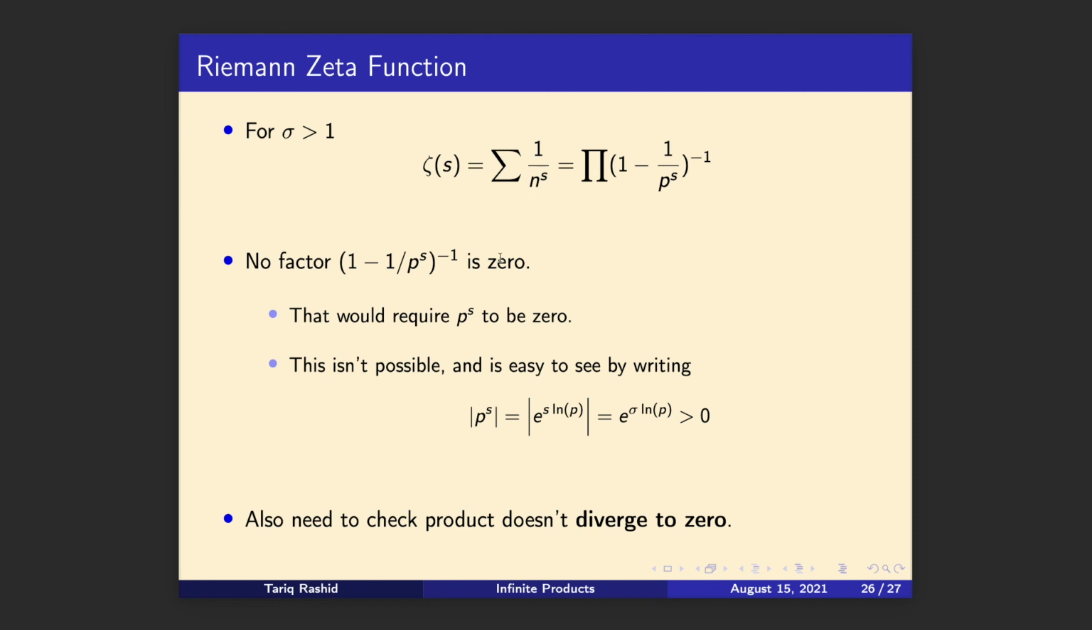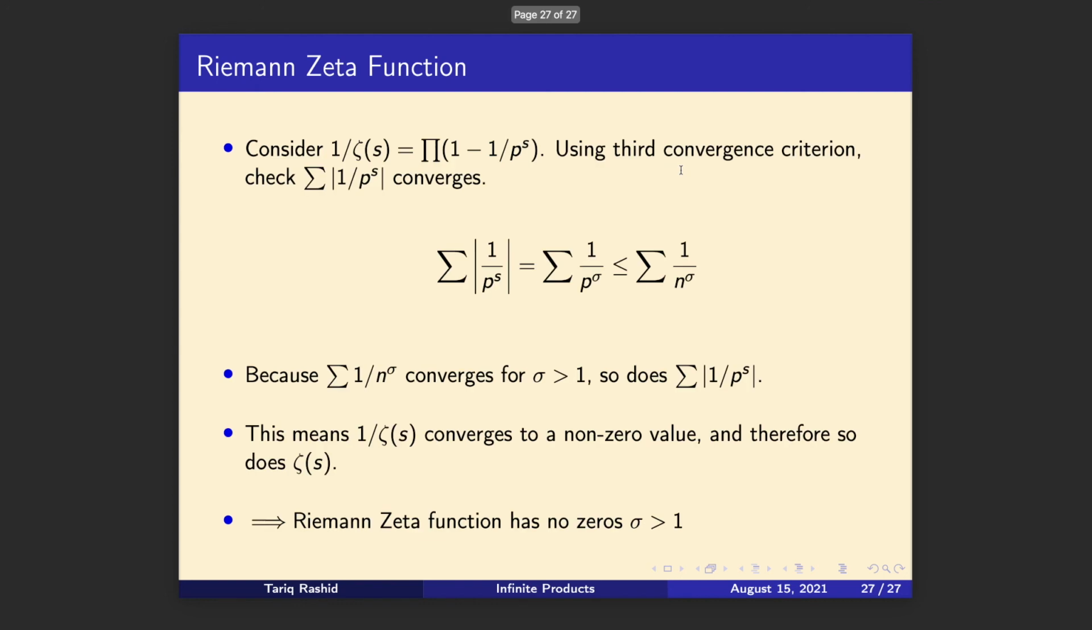So the first thing we can spot is there's no factor that's 0. Remember, p are primes, and if a factor is going to be 0, that would require this p to the s to be 0, and that's not possible. We can see that by writing the magnitude of p to the s is e to the s ln p, and that's the real part, e to the sigma ln p, and that's always more than 0. e to the something real is more than 0, so that p to the s can't be 0, and therefore none of those individual factors can be 0. So it's not going to be 0 in the normal method of multiplying by 0, but we need to check that it doesn't diverge to 0, and that's where the convergence criteria help.